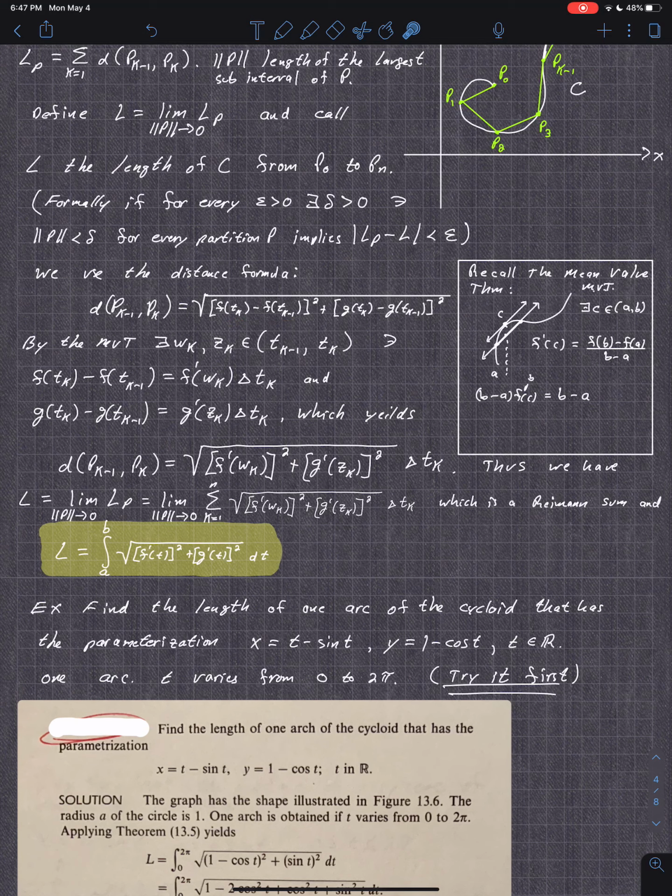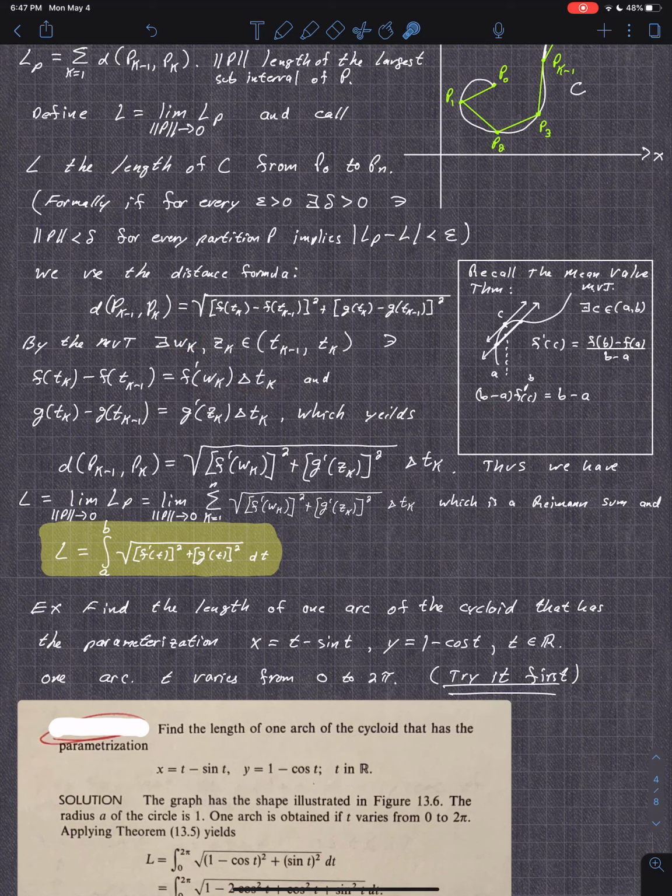So there has to exist a value within that interval, we're going to call it w sub k and z sub k, such that, and then you basically use this form here, that f of t sub k minus f of t sub k minus 1 is equal to f prime of the w sub k, and then that's the interval. That's like your b minus a, right? That is delta t sub k.